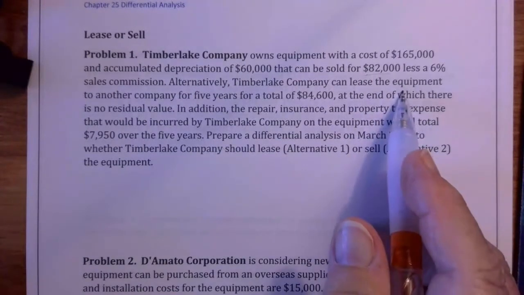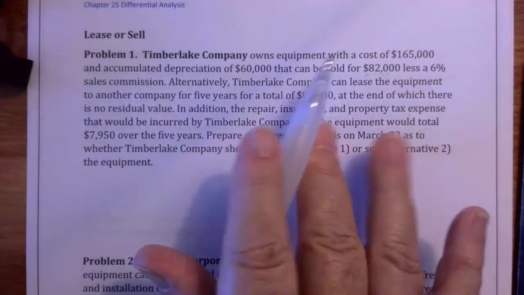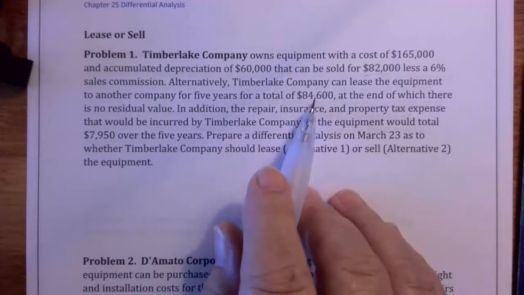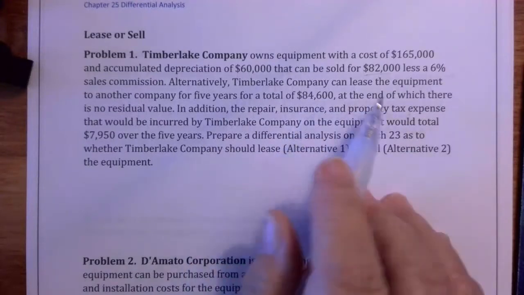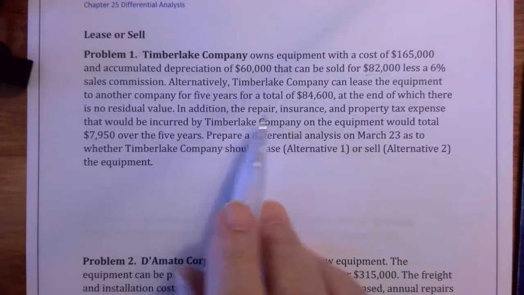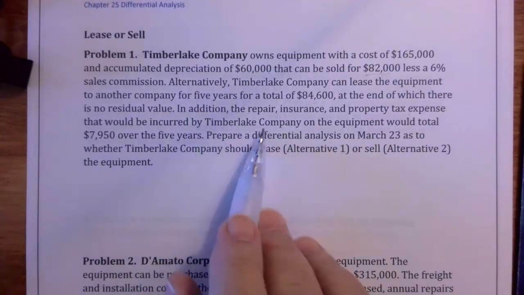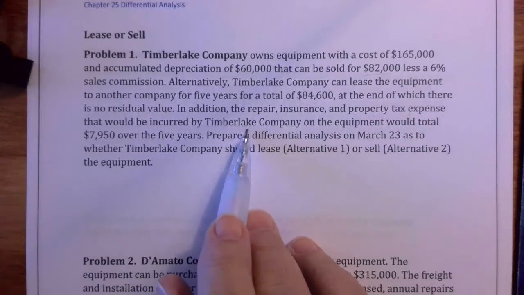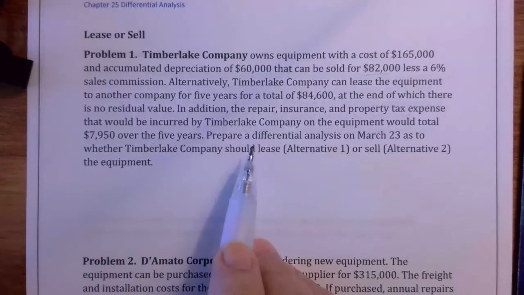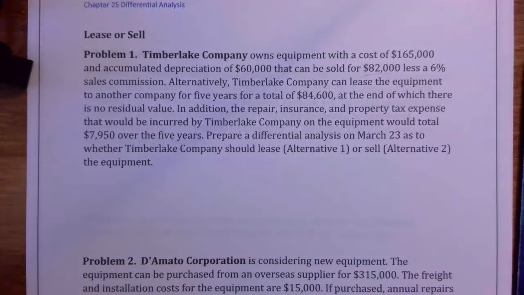Alternatively, they can lease the equipment, so they've got something to get rid of. They can sell it, or they can lease it to someone else for 5 years for $84,600, at the end of which there is no residual value. In addition, the repair, insurance, and property tax that would be incurred by Timberlake on the equipment would total $79.50 over 5 years. Prepare a differential analysis as to whether Timberlake Company should lease or sell the equipment.